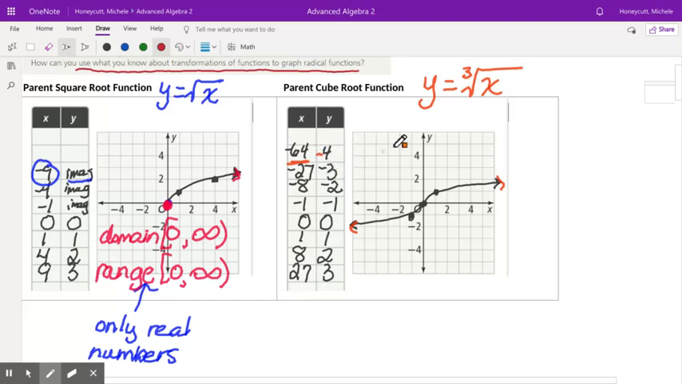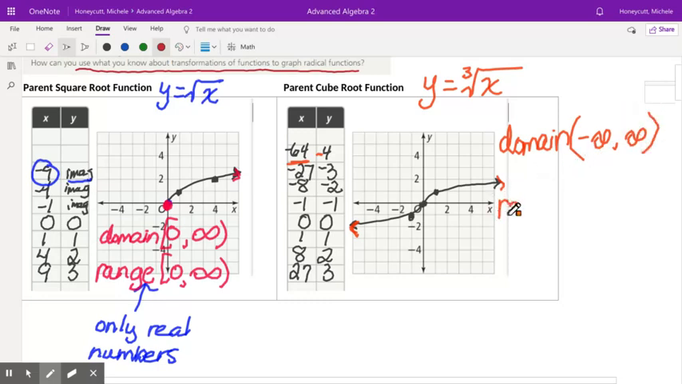So the domain for our cube function goes all the way from negative infinity on the left side to positive infinity on the right side.